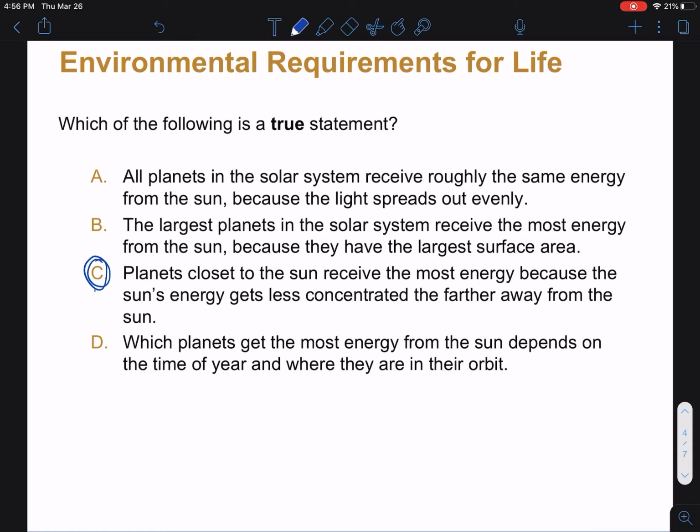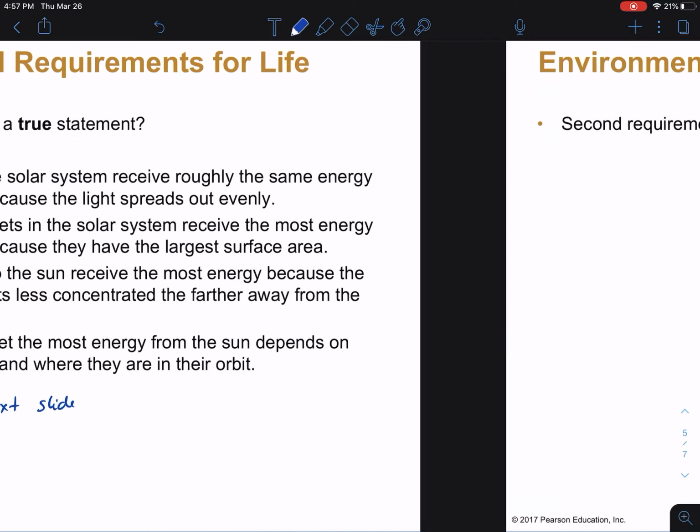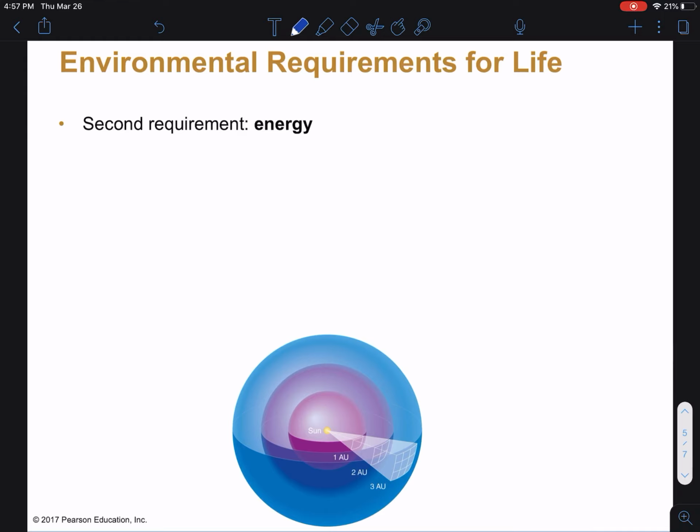That planets closest to the sun receive the most energy because the sun's energy gets less concentrated farther away from the sun. And so we'll go ahead and take a look at the next slide for a description of that. So here you can see a picture of the sun down here at the center of these three spheres. And what this is showing is a little patch of sunlight that's moving outward away from the sun.